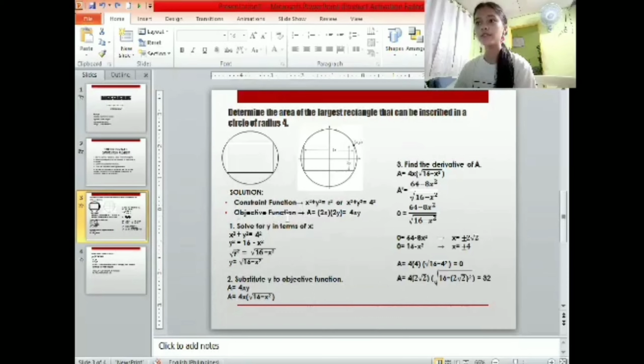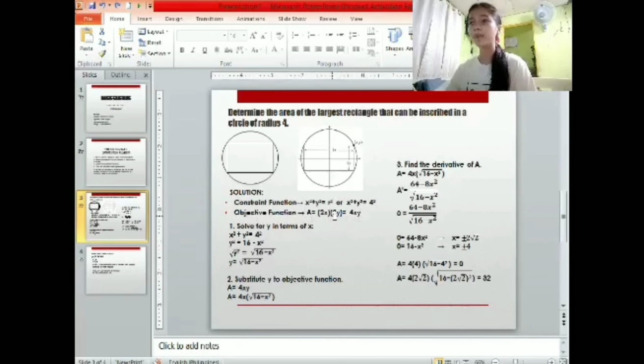Solution. Our constraint function is x squared plus y squared equals r squared. This will be the equation of the circle. And the final is x squared plus y squared equals 4 squared, because we're gonna substitute the radius 4. The objective function is area equals 2x times 2y, which equals 4xy, because the upper right corner of the rectangle will have the coordinates (x, y). This means that the width of the rectangle will be 2x and the height of the rectangle will be 2y, as shown here.